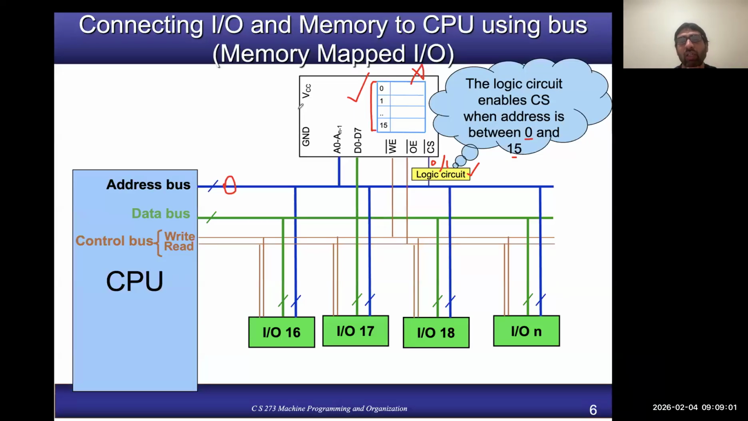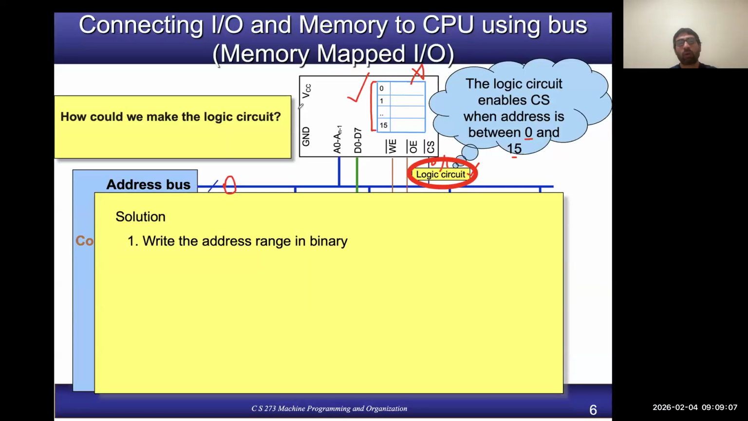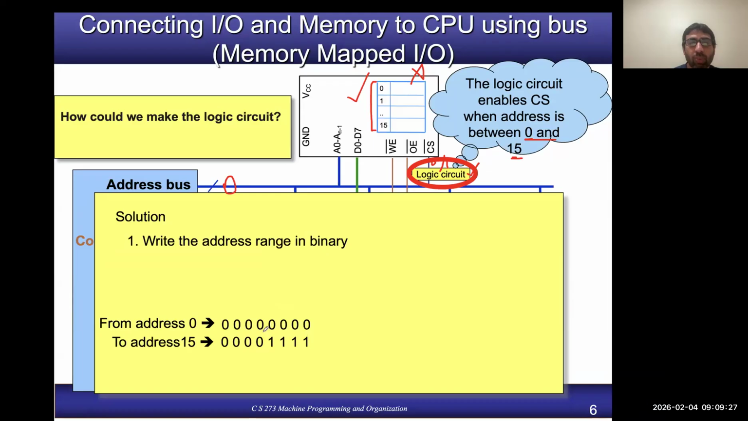Remember, we said that we can design using the gates, and now we have the knowledge of gates. So for that, what we do is write the address range in binary. What address range? The given address range. In our case, the desired address range is 0 to 15. We want this memory chip to be enabled whenever the address placed by the CPU on the bus is within this range. So the first step is to write the address range in binary form.